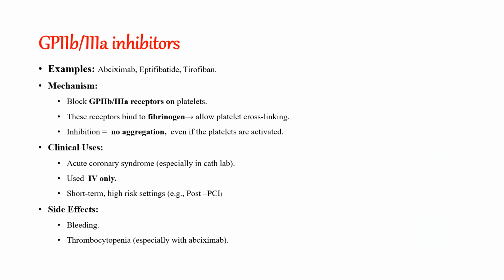GP2B3A inhibitors, such as abciximab and eptifibatide, block the final common step of platelet aggregation, fibrinogen binding to activated platelets. They are administered intravenously during high-risk procedures like percutaneous coronary intervention. Due to their potency, they are reserved for short-term use in hospital settings. Bleeding and thrombocytopenia are notable risks.